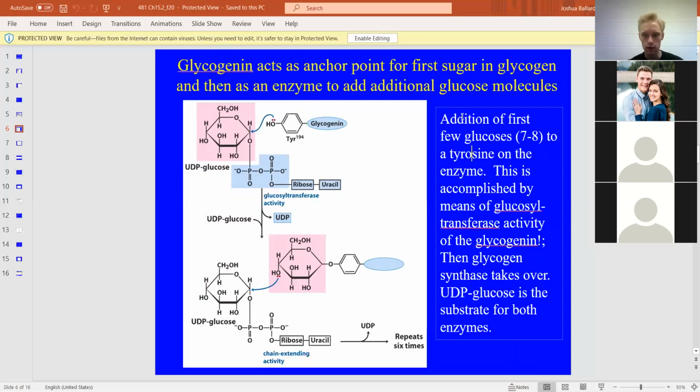So in this case, addition of the first few glucoses to a tyrosine. Here we have a regular glucose molecule, and here's our glycogenin, which has a tyrosine on the end. Glycogenin is the protein and it has a tyrosine. Then you have your glucose here, which is bound to a UDP molecule. UDP is kind of our leaving group in a way. It allows this tyrosine to attack the glucose here. And then UDP leaves.